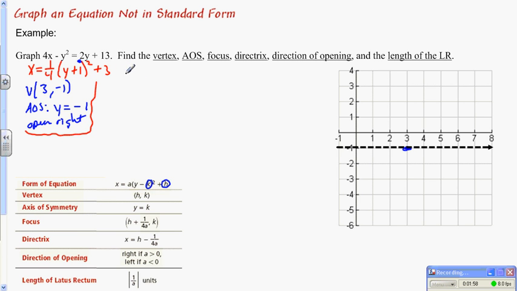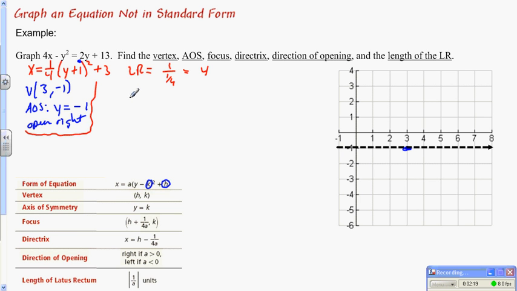What's the rest? Well, let's try LR. LR is 1/a, so 1 over 1/4. And that will give us 4. Okay, so it's longer, much longer than the other one.